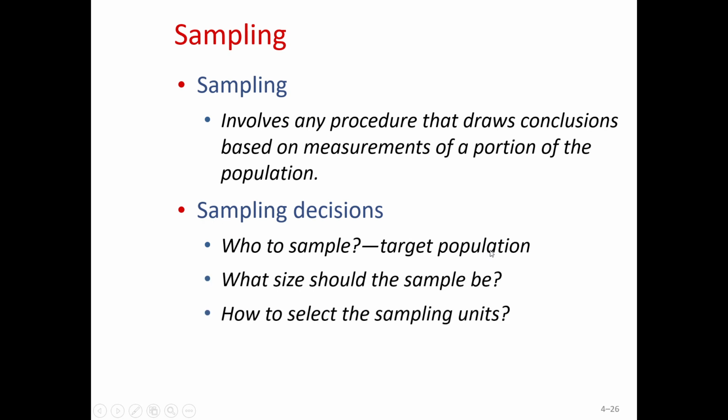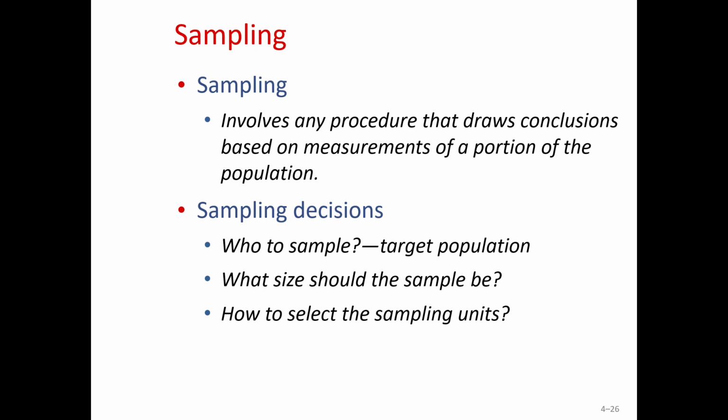Although the sampling plan is outlined in the research design, the sampling stage is a distinct phase of the research process. Sampling involves any procedure that draws conclusions based on measurements of a portion of the population. A sample is a subset from a larger population. If certain statistical procedures are followed, a researcher need not select every item in a population, because the results of a good sample should have the same characteristics as the population as a whole.